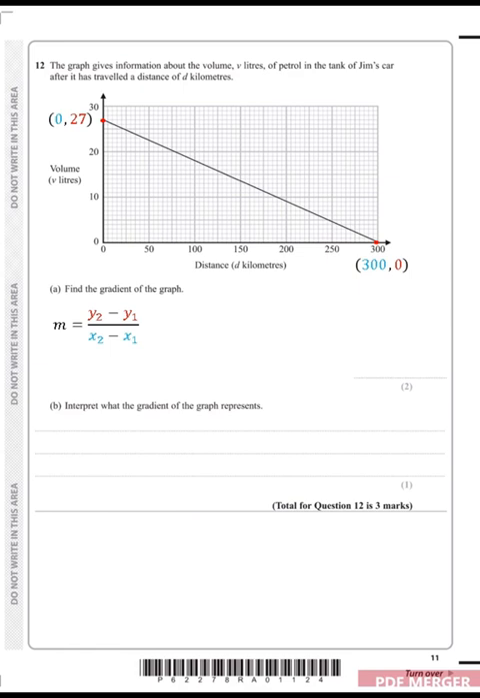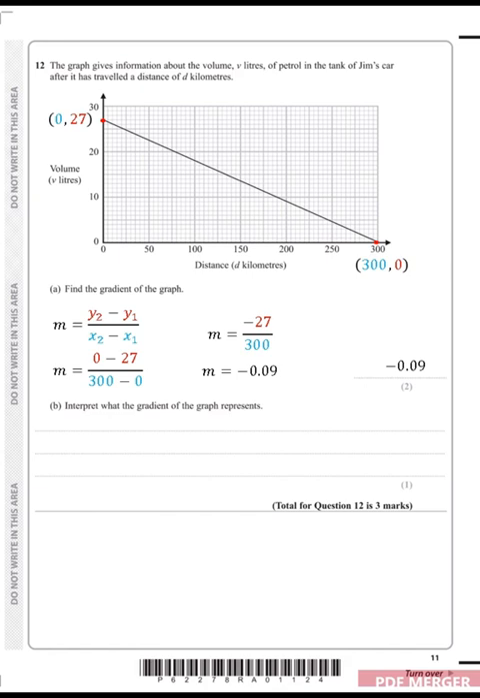So y2 coordinate will be 0. So 0 minus 27. That's for the y-axis. Now for the changes in x, so x2 would equal to 300 and x1, 0. So m is equal to 0 minus 27 divided by 300 minus 0. So m is equal to minus 27 out of 300. In your calculator, this will equal to minus 0.09. So the final answer for part A, gradient is equal to minus 0.09.